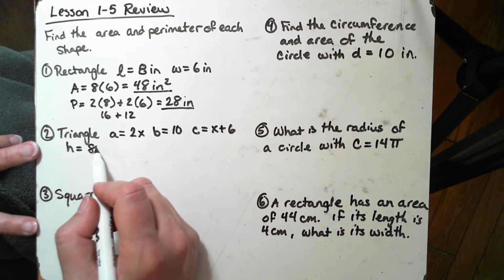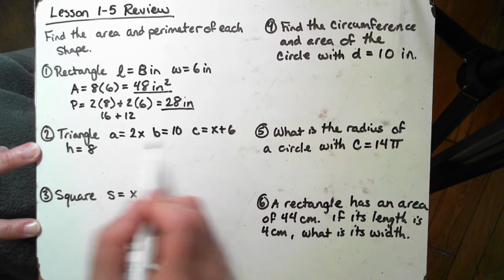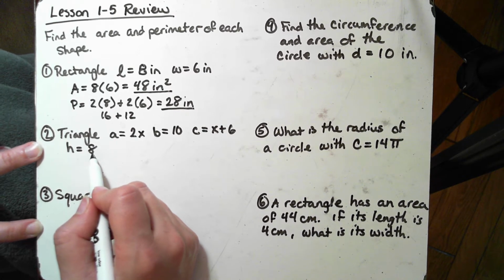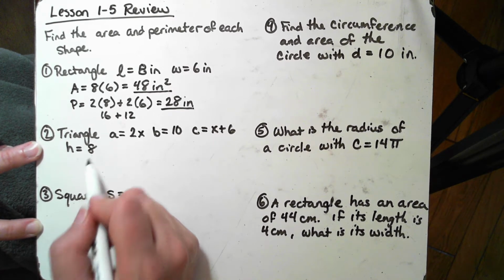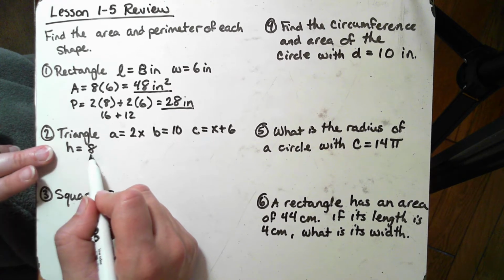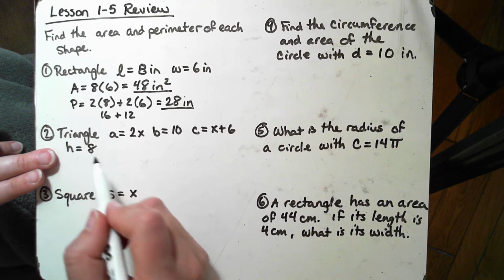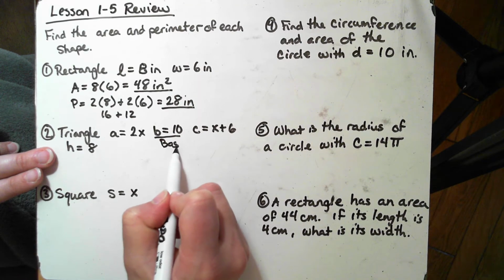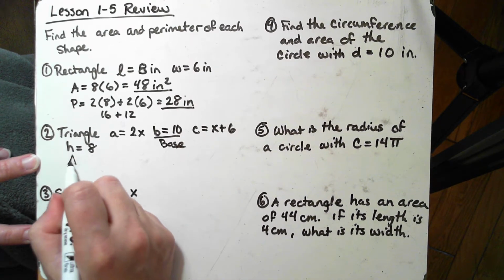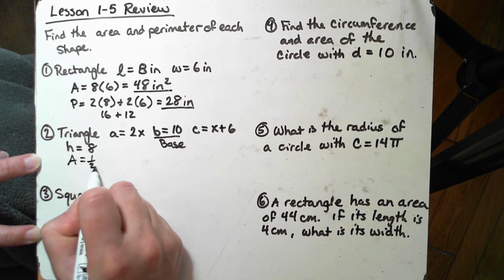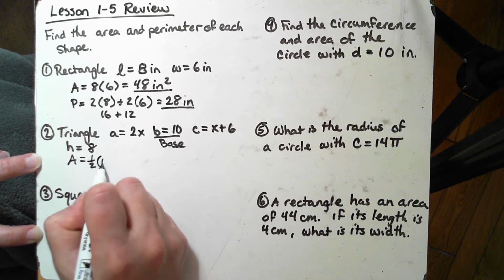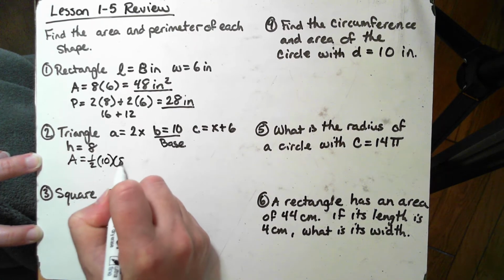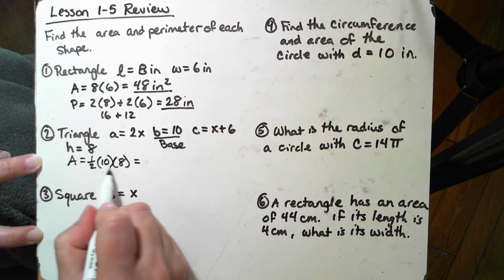Next, they give us a triangle. Now notice they've given us 4 measurements, but a triangle is only supposed to have 3 sides. Remember, this H represents the height and B is the base. So for area, I would do 1/2 times the base number times the height number. And remember, you use each number once.